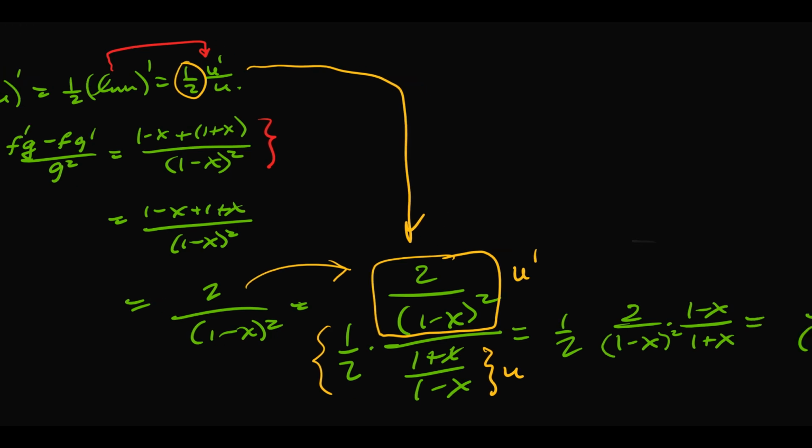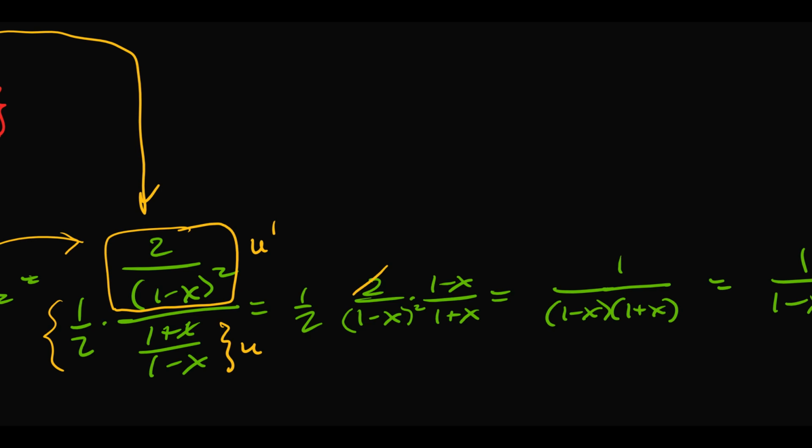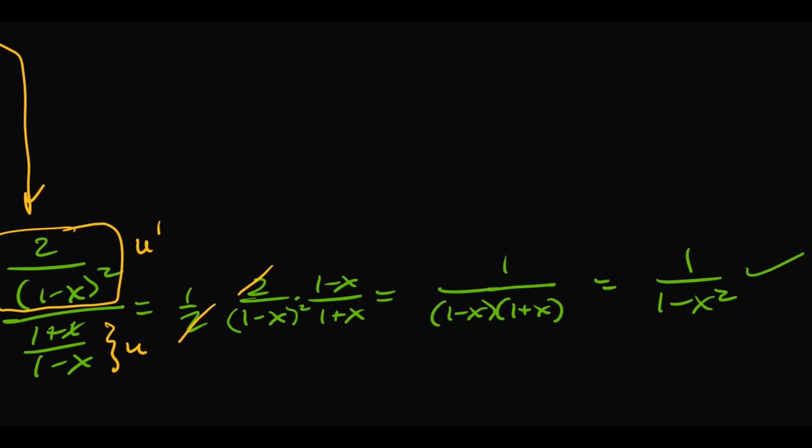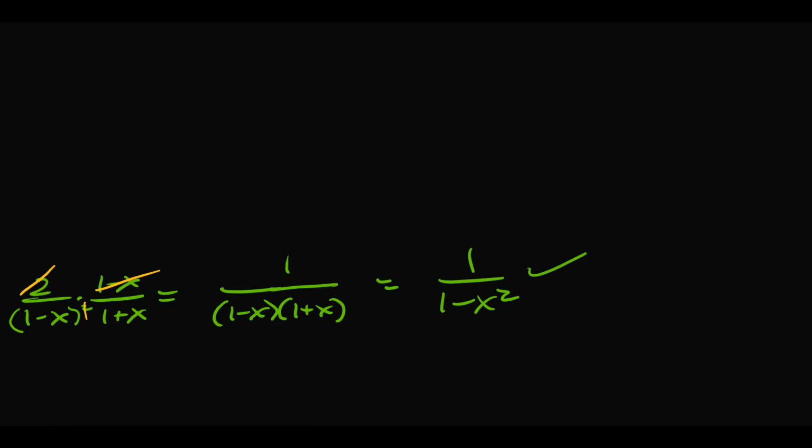All right, so now when I simplify that further, these two cancel, and the 1 minus x and those two cancel, and I get 1 over 1 minus x times 1 plus x, and I get 1 over 1 minus x quantity squared. So the derivative of inverse hyperbolic tangent of x is 1 over 1 minus x squared, like that.